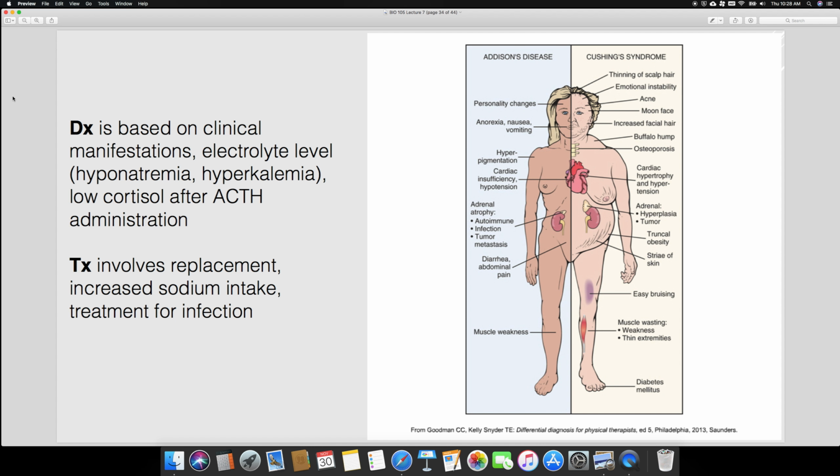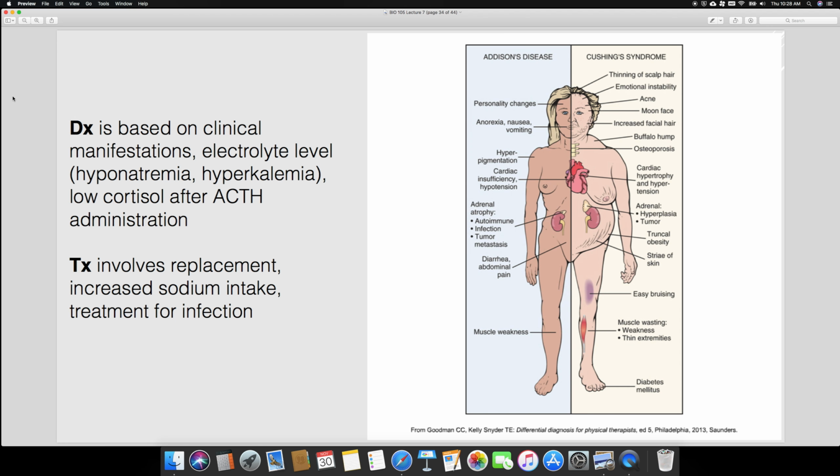So diagnosis based on clinical manifestations. Electrolyte levels are important, so you would expect to see hyponatremia and hyperkalemia, and that's due to the lack of aldosterone. And then you administer ACTH, and cortisol levels are still low. So remember, ACTH stimulates the release of cortisol, but if the organ, the adrenal cortex that produces cortisol, is destroyed, injecting ACTH won't do anything. So those are very important finds.